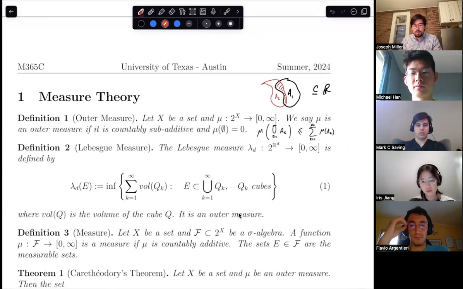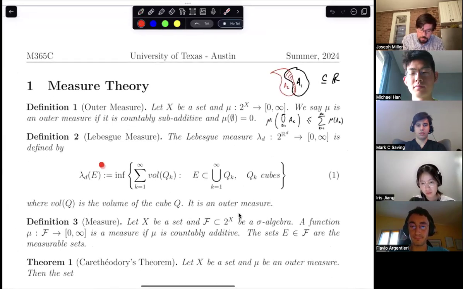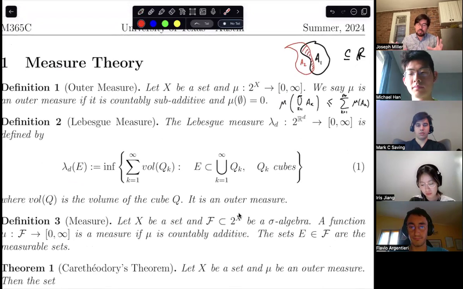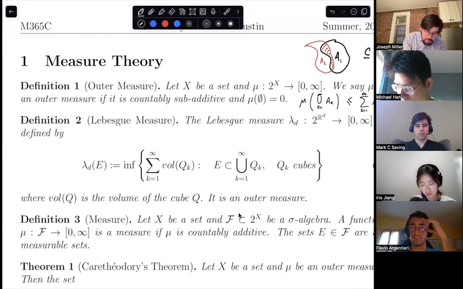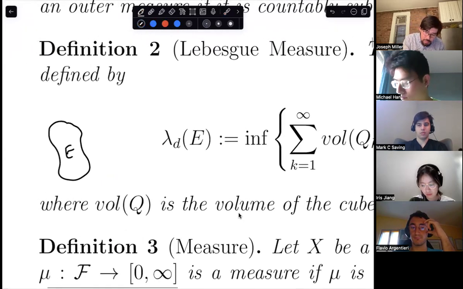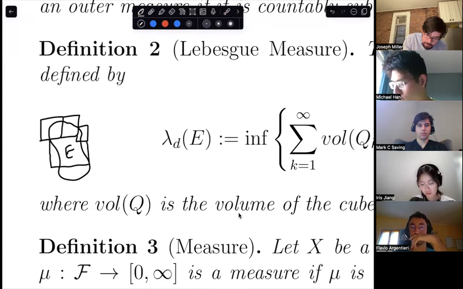Using this concept, we can define the Lebesgue measure, although we haven't defined what a measure is yet. If I have a subset of the plane, I know how to measure really basic things. In particular, I know how to measure cubes. Let's say I have some set E, and I want to figure out how to approximate its volume. What you can do is slowly start covering it by cubes.